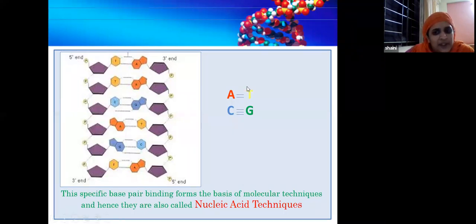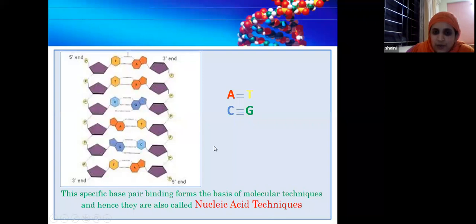In RNA, it is different. Instead of thymine, you have uracil. That is the only difference. So this complementary base pair binding is the basis of all molecular tests, and hence these tests are more aptly called nucleic acid tests.